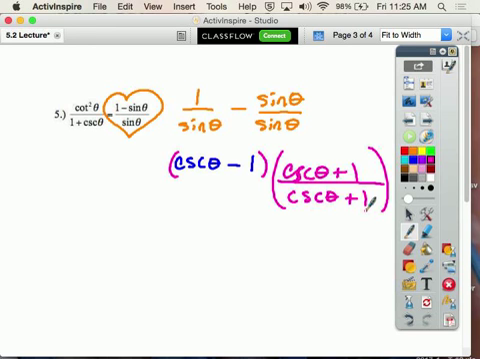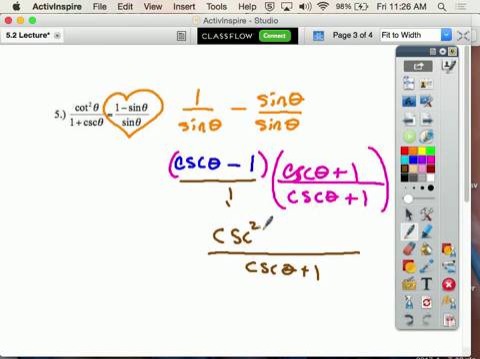And I know that there's nothing on the bottom of the other fraction, so I'm just going to put it over 1. On the bottom of this fraction, I have 1 times cosecant theta plus 1. And oh look, the top thing is like the x plus 3, x minus 3, which gives me x squared minus 9. So this is going to be the difference of 2 squares as well. And I end up with cosecant squared of theta minus 1.